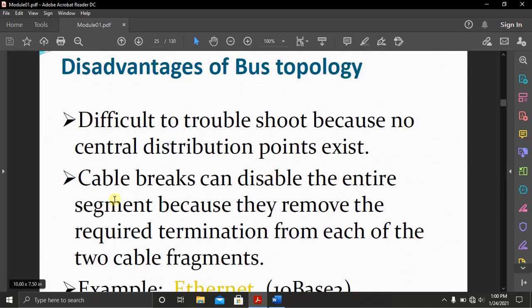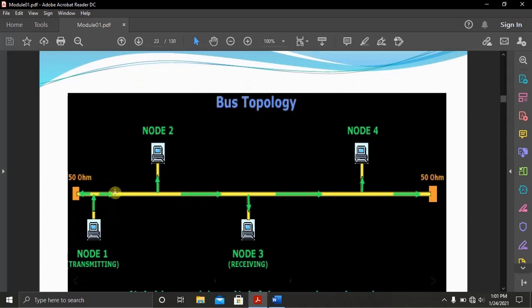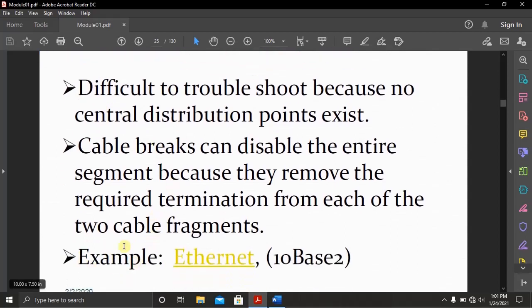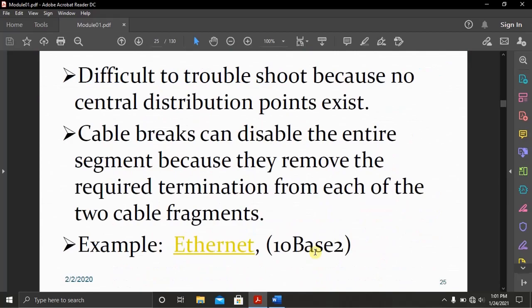Another thing is that cable breaks can disable the entire segment because they remove the required termination from each of the two cable fragments. For example, if we break this cable at this point, the whole network will be disabled, or the network will stop working. Another thing you should note down: an example of the cables being used is Ethernet cable, that is 10Base2. So that's how bus topology works.